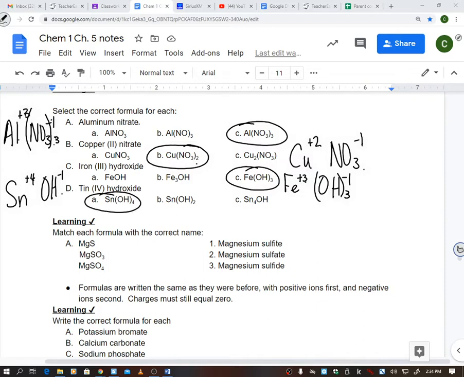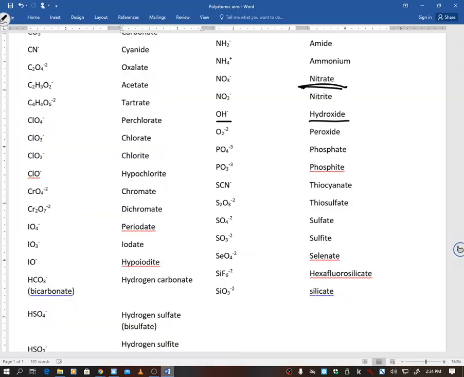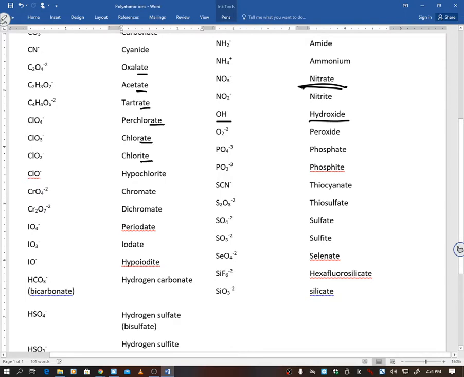Now, one really easy way to figure out whether I'm supposed to be looking at that polyatomic sheet: look at this. So far, everything we have done has ended in IDE. This is ATE. Now, this one is weird, but it's hydroxide, so it's basically hydrogen and oxygen. But most everything on this sheet, look at the endings here: ATE, ATE, ATE, ATE, or another ATE, ITE, ITE. So it's normally ATE or ITE.